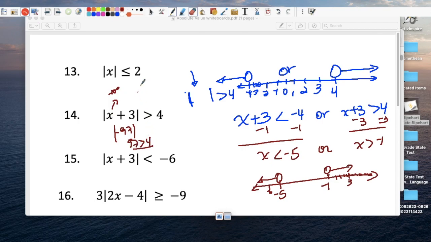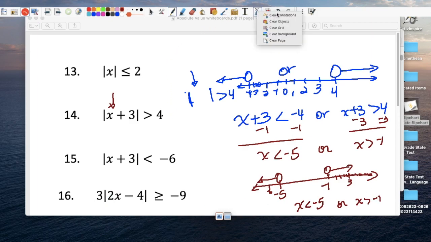Yeah. So the values of x that will make this inequality true, as long as x is a number less than -5 or greater than -1, this inequality will work. So our solution is x has to be less than -5 or x has to be greater than -1. Those are my two solutions. All right, and this was an OR problem. Let's do the next one.